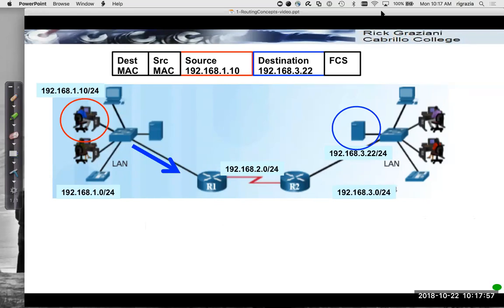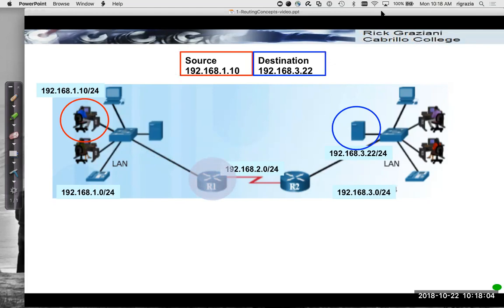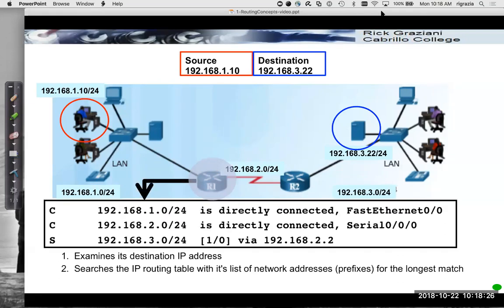Router R1 receives this Ethernet frame and removes the Ethernet framing information. The first step it's going to do is examine that destination IP address. Here we're using IPv4, but the process is the same for both IPv4 and IPv6. So what is it going to look at? Well, the router is going to look at its IP routing table.